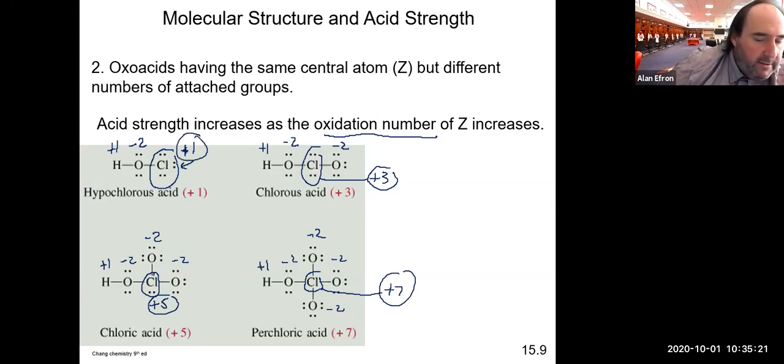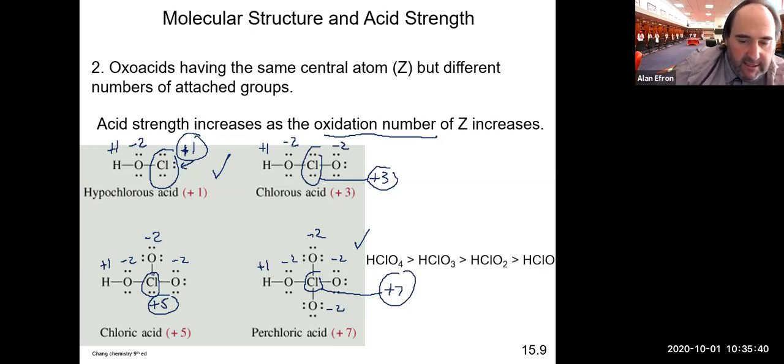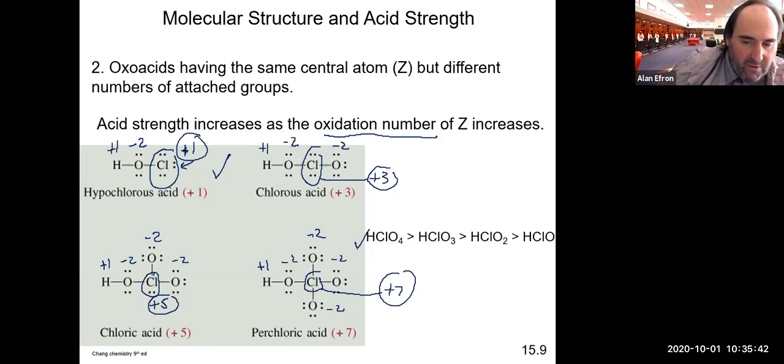So in comparing these, the strongest acid would be the one with the higher oxidation number. So our perchloric would be the highest, and our weakest would be the hypochlorous acid in terms of strength. Again, from HClO4 to HClO, that is hypochlorous acid at the end, then perchloric, chloric acid, and chlorous acid there.